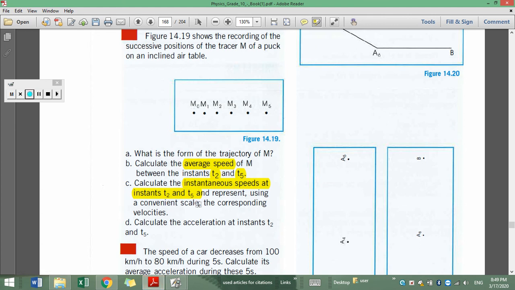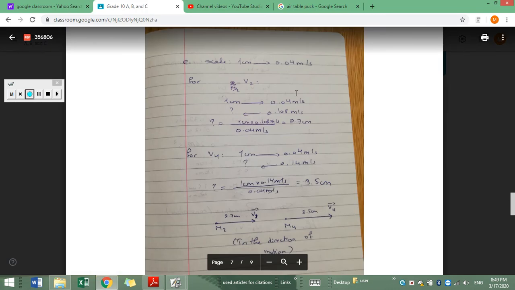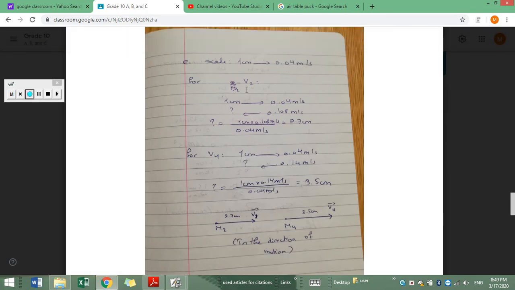Now for the second part, represent using a convenient scale the corresponding velocities. When we talk about velocity يعني it's not enough to talk about the magnitude, we have to take direction into consideration. This means that we have to represent it using a vector لأنه the vector is the only mathematical component that allows me to show direction. So as you can see here, the scale is not given.